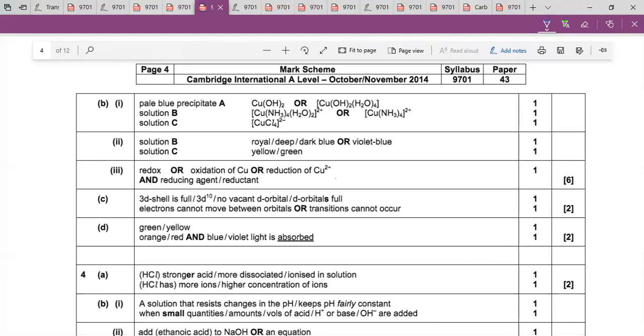Copper hydroxide, with blue color. Okay, copper hydroxide. Say or put the water inside octagram. Okay. B, of course, is a copper tetraamine. See, with the water there better. See, 2 plus.